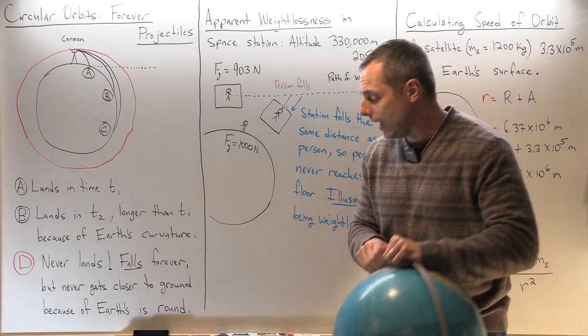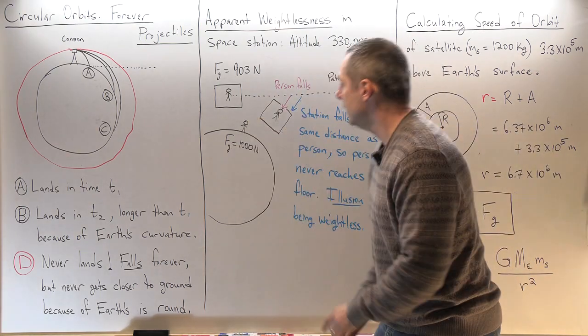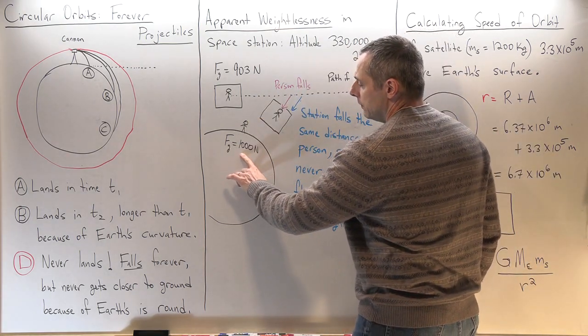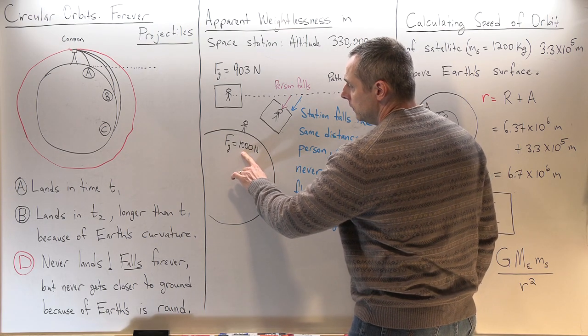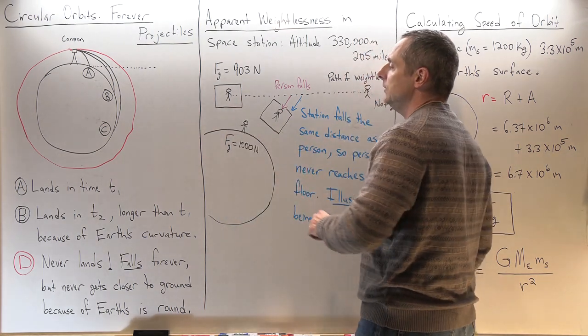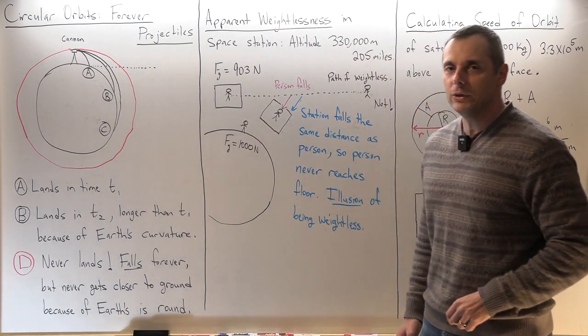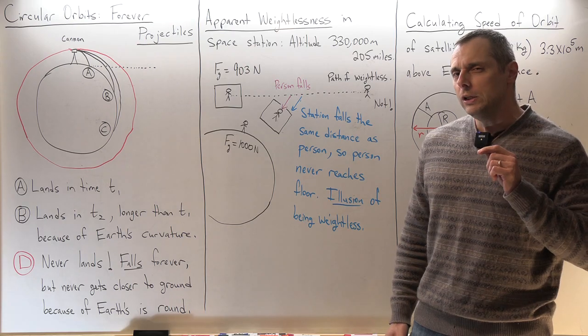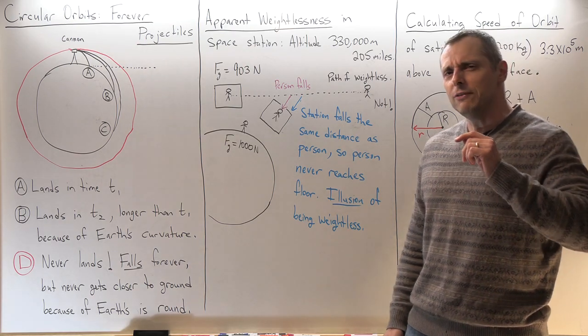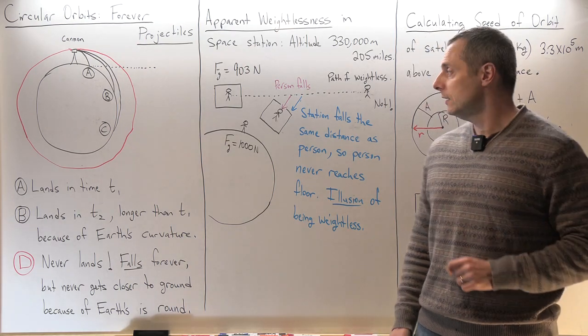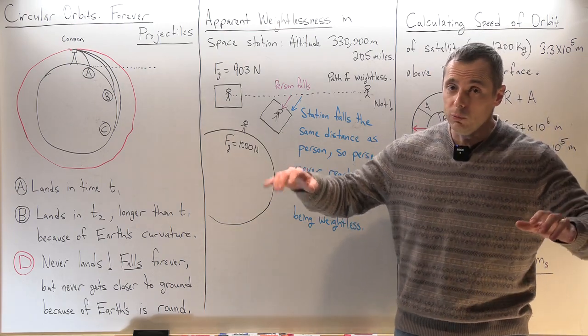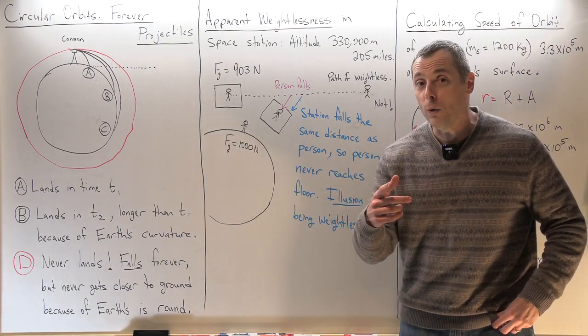Here there's still force of gravity, and in fact we could calculate that. For a person that weighs 1,000 newtons on the surface of the Earth, if they were up in the space station, do G m1 m2 over r squared, and you would find that they're 903 newtons. They only lost 10% of their weight. They still have 90% of their weight up there. And yet why are they floating? Why does it look like there's no weight?